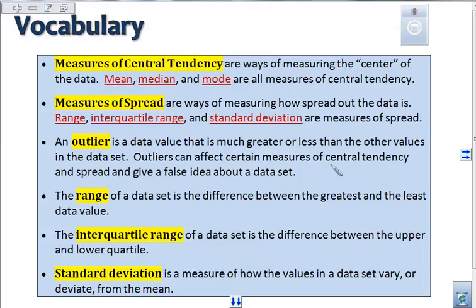The range of a data set is the difference between the greatest and the least value, so that would be max minus min. An interquartile range of a data set is the difference between the upper and lower quartile. And the new word for today is standard deviation. It is a measure of how the values in a data set vary or deviate from the mean.